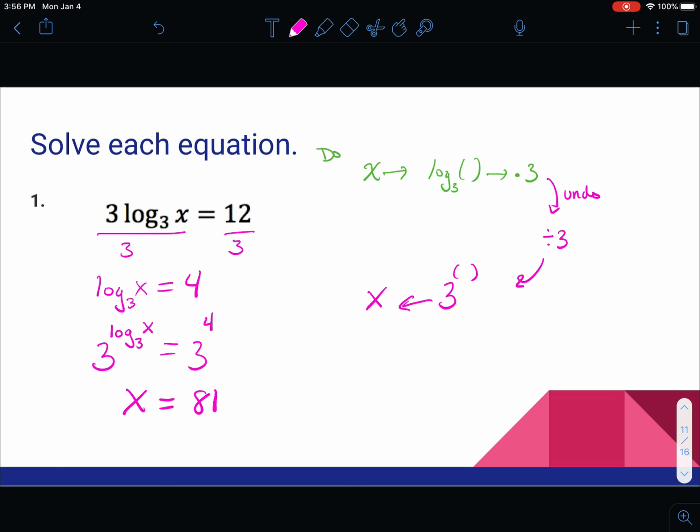Now we want to check this and make sure that this works. So 3 log base 3 of 81 is supposed to equal 12. Log base 3 of 81 is 4, and 3 times 4, in fact, does equal 12. So all is good there. So again, if the variable is trapped in a logarithm, you may exponentiate both sides. And the base of that exponential is going to match the base of the logarithm.